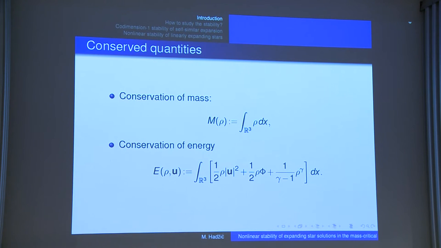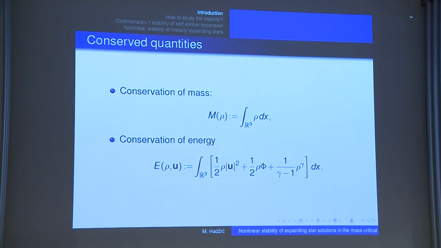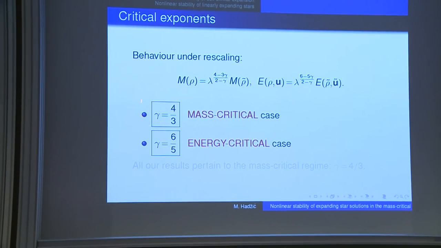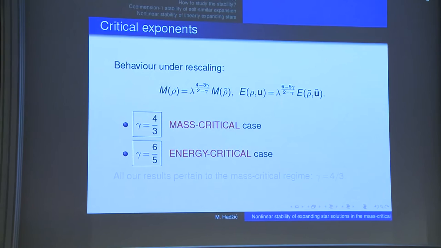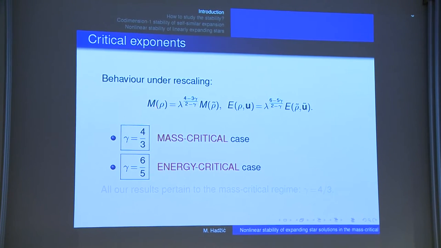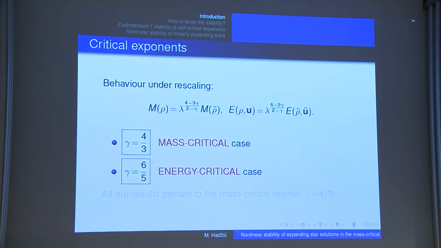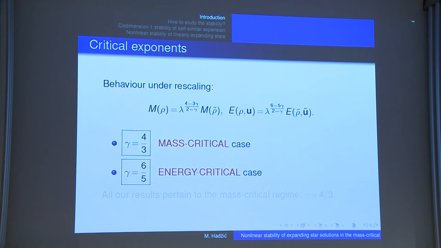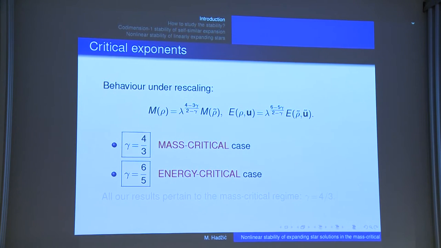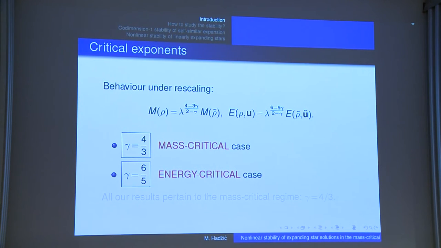Okay, and the question that is quite natural in this context is, what is the behavior under the rescaling? And then you discover that the mass remains invariant exactly when gamma equals 4/3, and energy remains invariant exactly when gamma equals 6/5. And these are the two numbers that popped up here. So this suggests that this numerology has a special meaning.